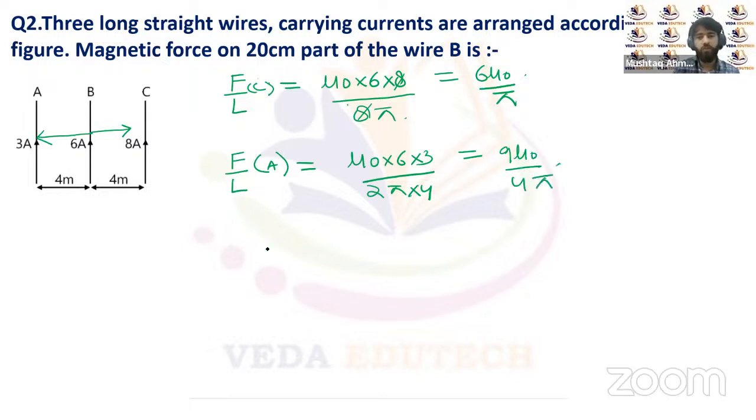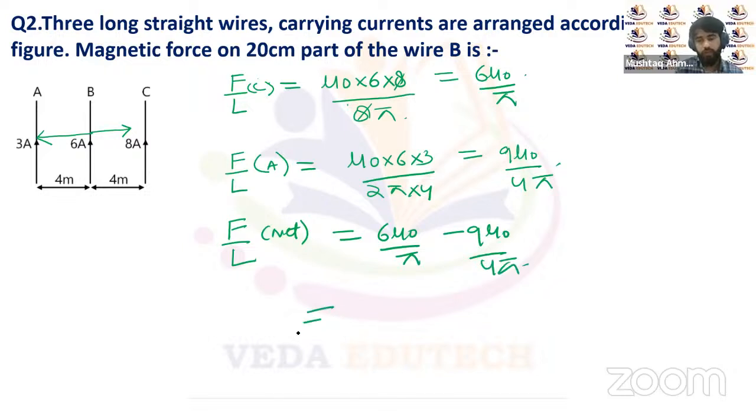So the net force acting on this wire B per unit length will be equal to 6 mu naught upon pi minus 9 mu naught upon 4 pi. Or we can write it as 24 minus 9, which will be 15 mu naught upon 4 pi. So this is the net force.